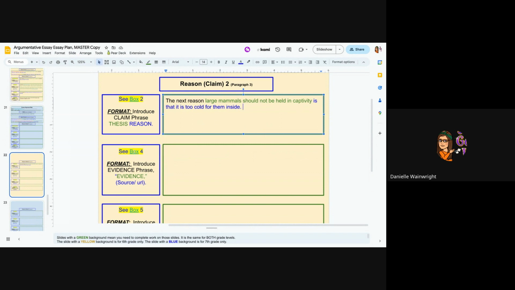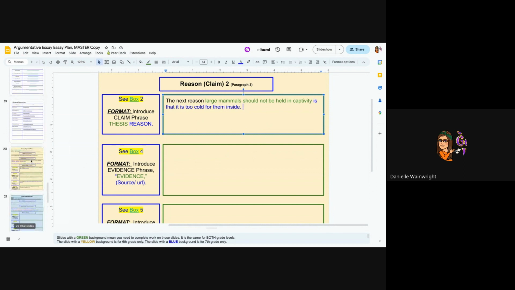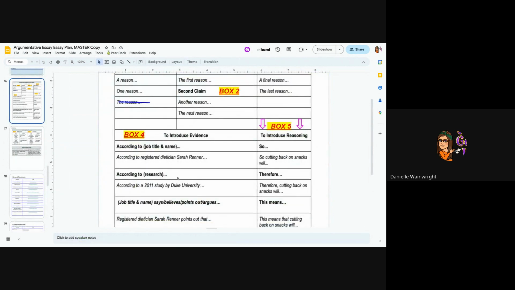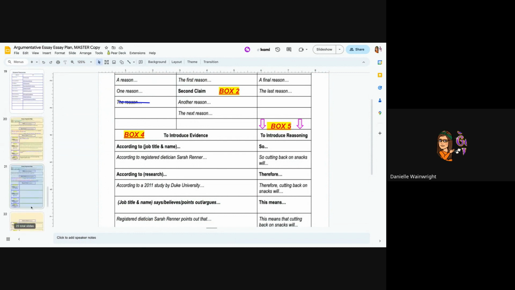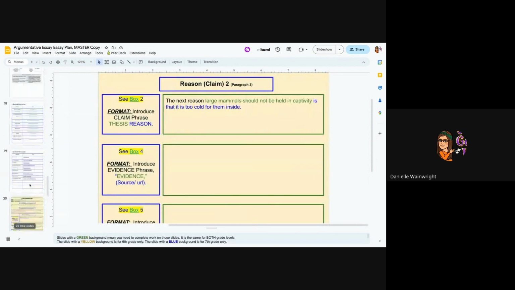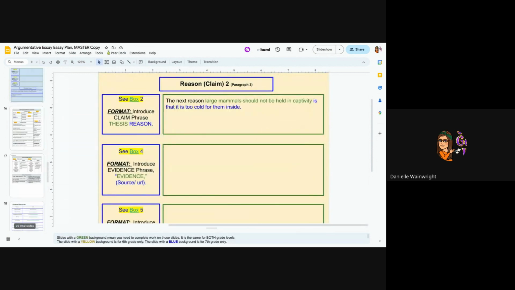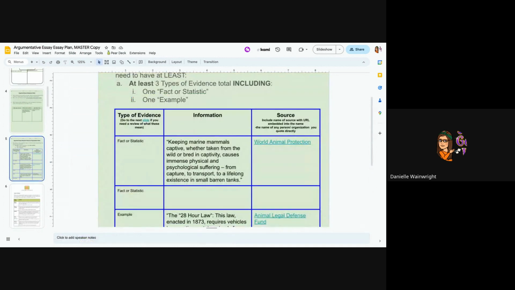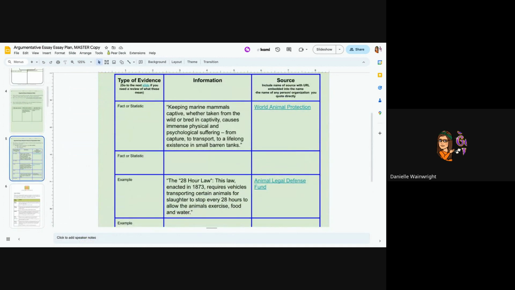So in the second box, you're going to go to box 4 and get an introduce evidence phrase. And again, I'm going to do it a little differently than I did on the first slide. I'm just going to show you both ways again. So I'm going to go get my quote. You can do this however you think is easier. So I'm going to go get my quote from slide 5.